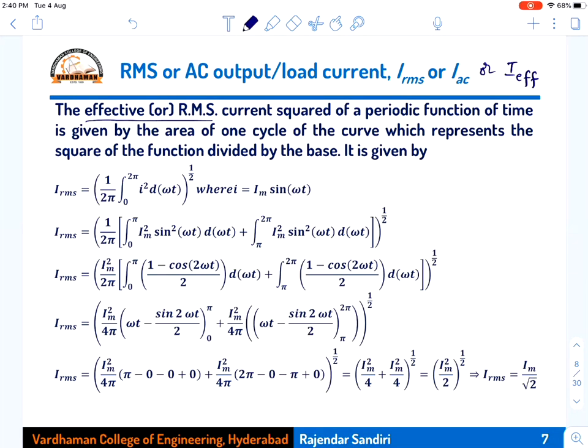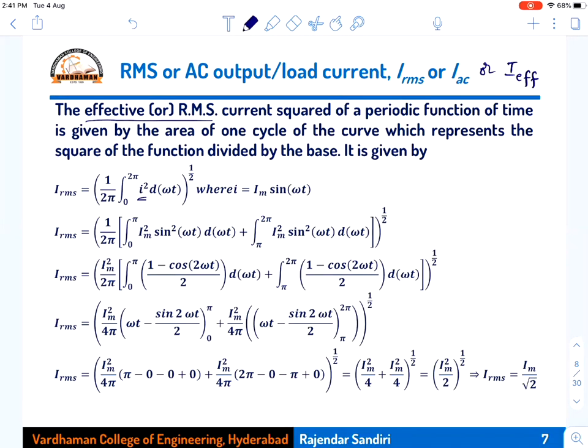So the mean square of a periodic function of time is given by the area of one cycle of the curve, which represents the square of the function, divided by the base. So instead of I, now we have to take I square here: the integral from 0 to 2 pi of I square d(omega t), divided by 2 pi, and for the entire thing we have to apply the square root. So that is what we call the root mean square of the periodic current function.